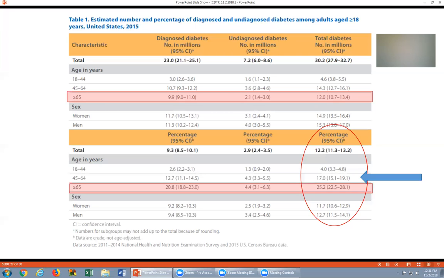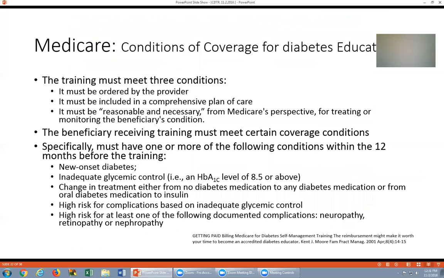So what are we doing with these patients? This is what Medicare covers, by the way. So Medicare covers diabetes education. But just look at this. Conditions for coverage of diabetes education. The training must meet 3 conditions. Must be ordered by the provider, who should have a comprehensive plan of care. It must be reasonable and necessary. How do we define reasonable and necessary?